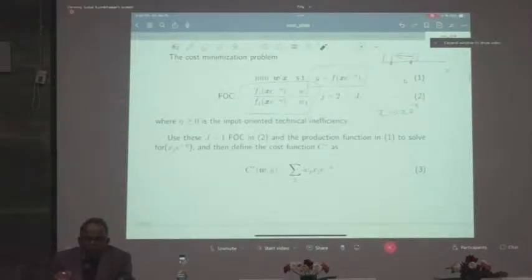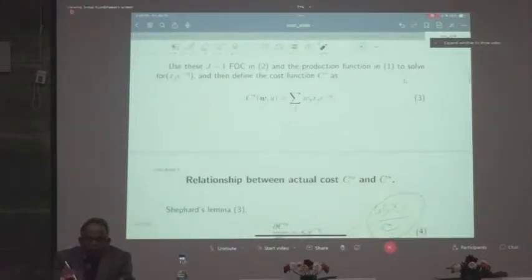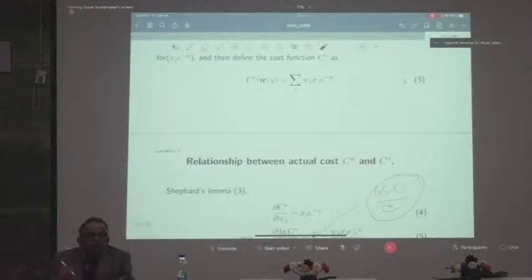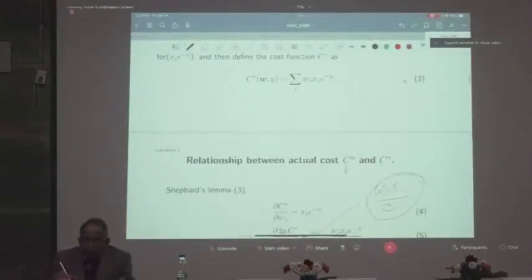Okay, so what do you see? Then you have to relate this to actual cost, because this is not something observed. And what is actual cost? Actual cost is cost of input. So what is CA? This is equal to summation of Wj Xj. So we have to show the link between, sorry about the handwriting in here. So what we have to do is show how actual cost is related to the optimal cost.